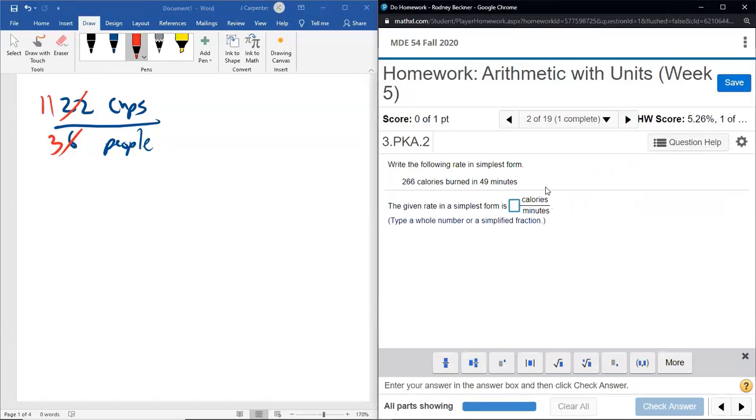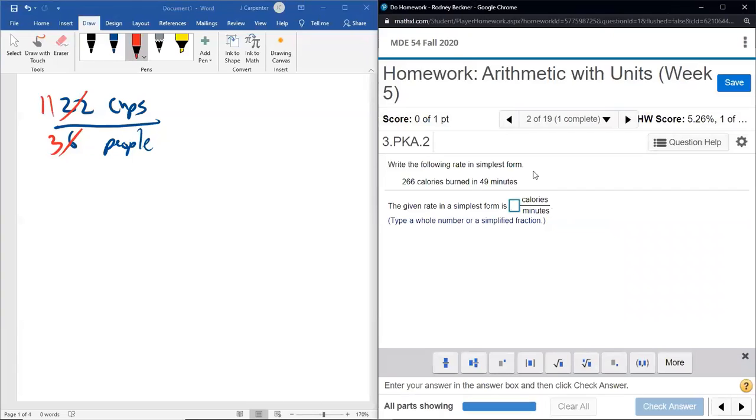All right, write the following rate in simplest form. And they say to type a whole number or a simplified fraction. Okay, so 266 calories burned in 49 minutes. So maybe you go on a, what would that be? Maybe a light to medium walk, maybe like 3 miles an hour.